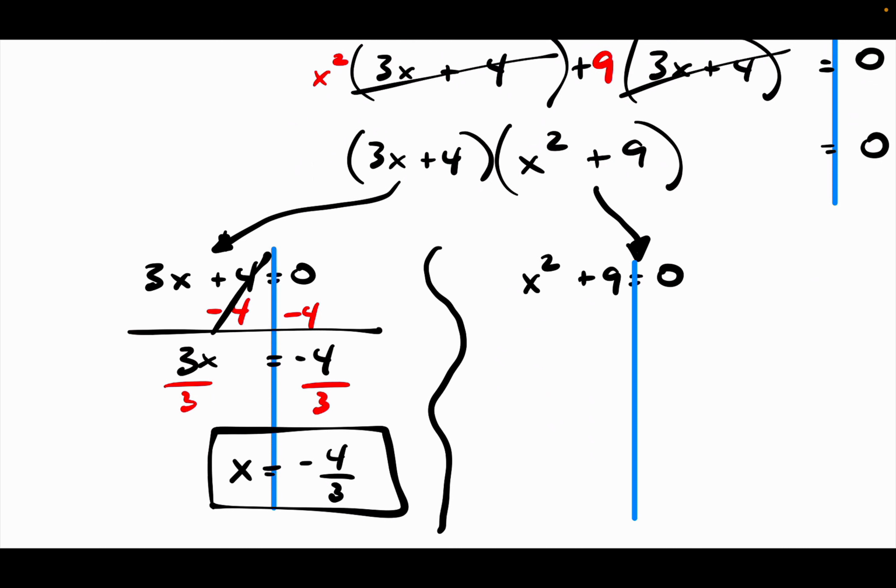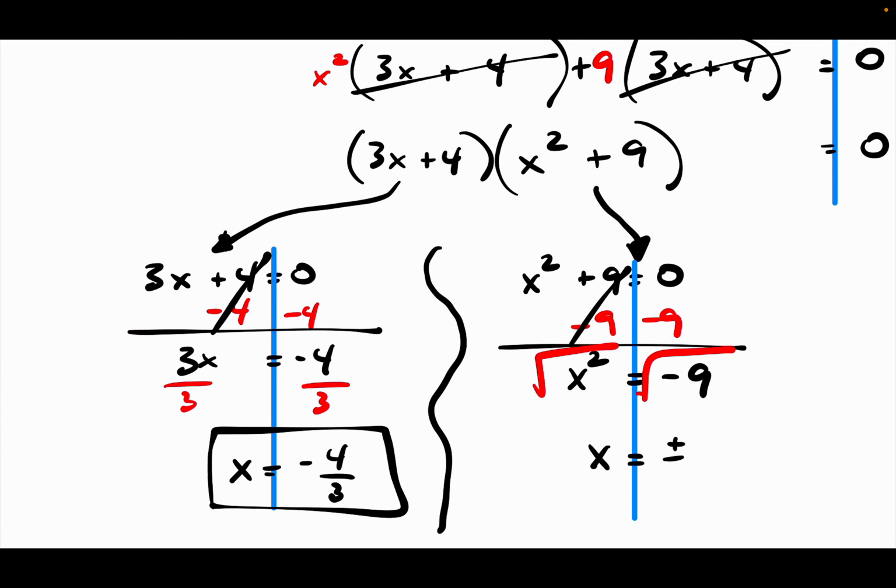The next one, what do I got to do to solve? Subtract 9 from both sides, right? Yes. Subtract 9 from both sides. How do I get rid of a squared? Square root, right? What is the square root of negative 9? Plus or minus 3i, right? Always 2 answers when you take the square root. Since there's a negative inside, it's going to be a 3i. So we get negative 4/3, real answer. Positive 3i, negative 3i. That's imaginary. Okay.